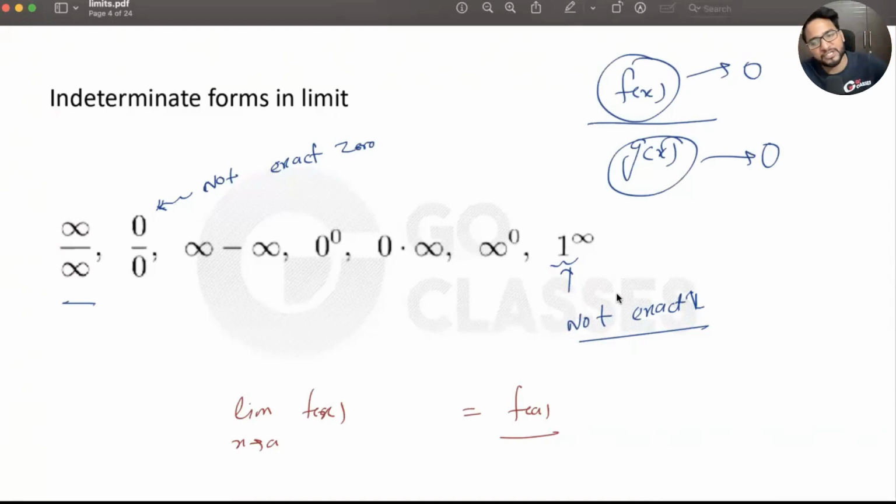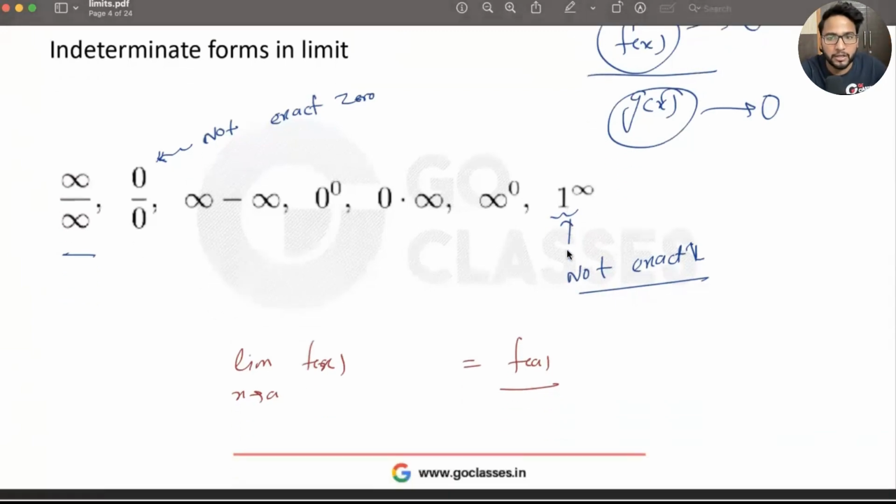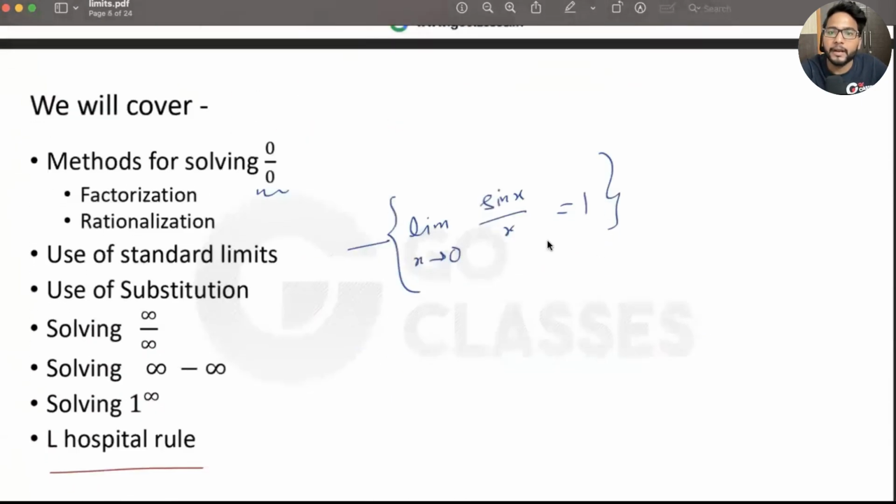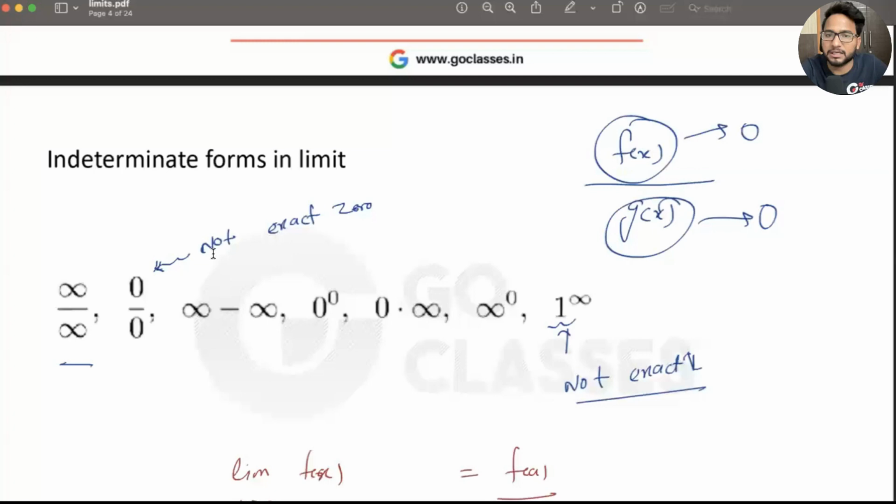There will be some function which will be approaching 1, right? This is not the real one. This is some function which will be approaching 1. Okay, cool. Now we will see a few methods using which we can solve these forms.